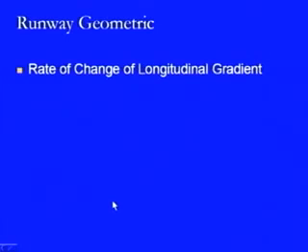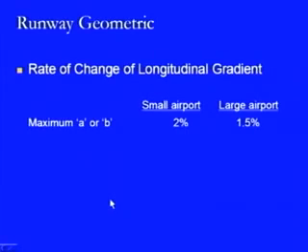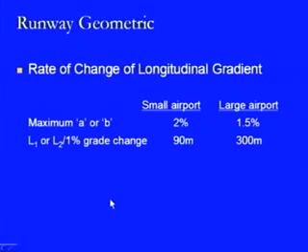Now if we look at the values of all these, A, B etc., we find that they are defined in terms of the size of the airport. If the size of the airport is small or big, then the maximum value of A or B is 2% for a small airport and 1.5% for a large airport. Whereas the length of the curve, that is L1 or L2, is defined with respect to 1% change in the grade, and this is 90 meters for small airports and 300 meters for large airports.